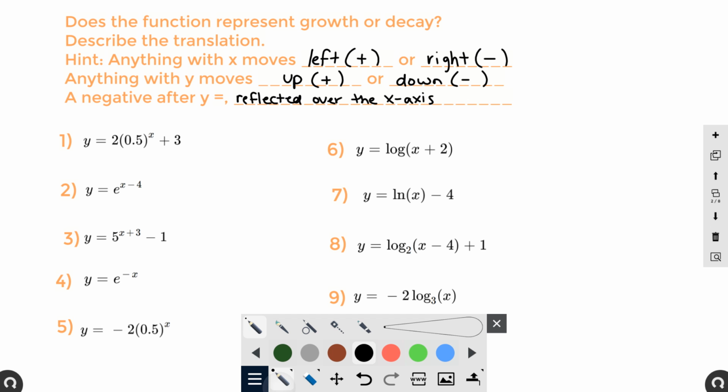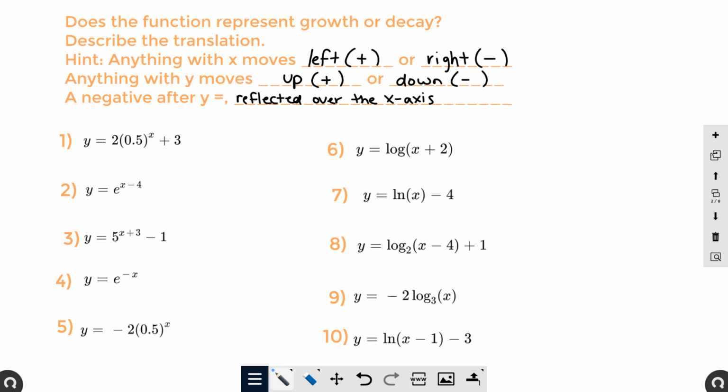So number 1 says y equals 2 parentheses 0.5 to the x plus 3. Now notice all of these things that I mentioned up here, we really just look at what's added, subtracted, and if there's a negative at the beginning. So I see this plus 3 at the end, which is going to make it move up 3. Because it is at the end. So it's not with the x. It's not in the exponent with x.